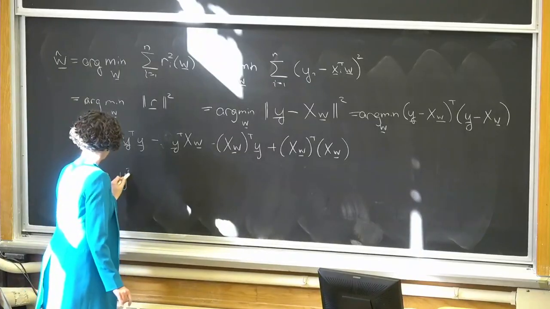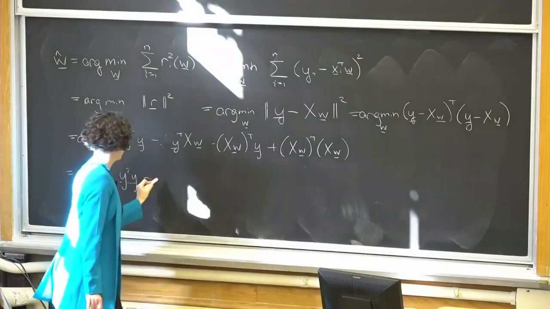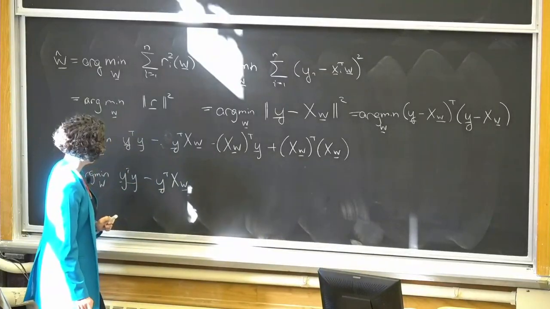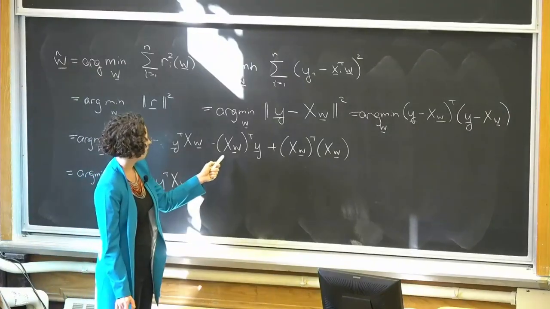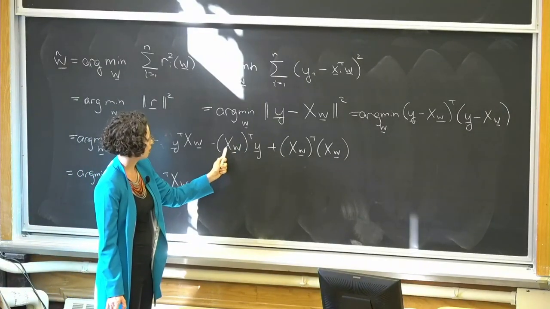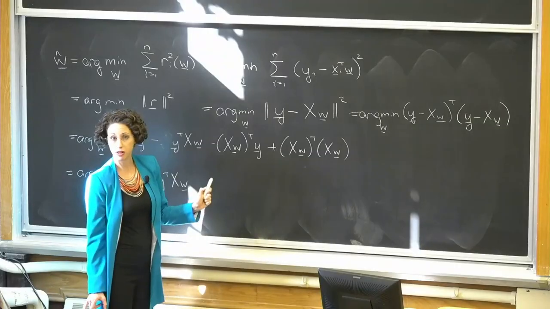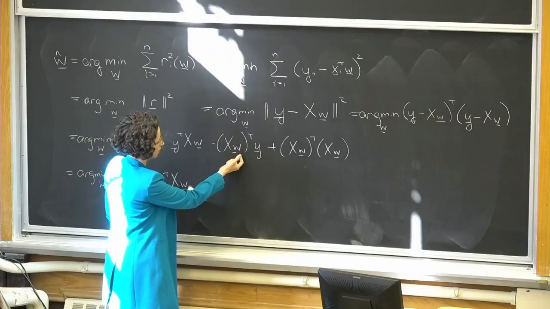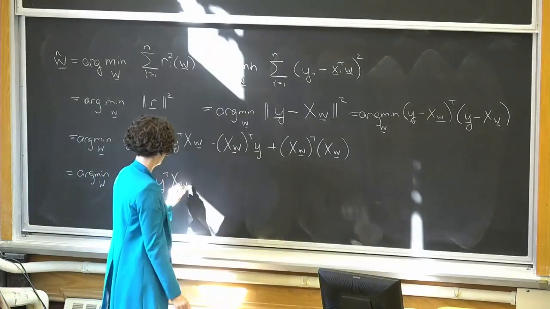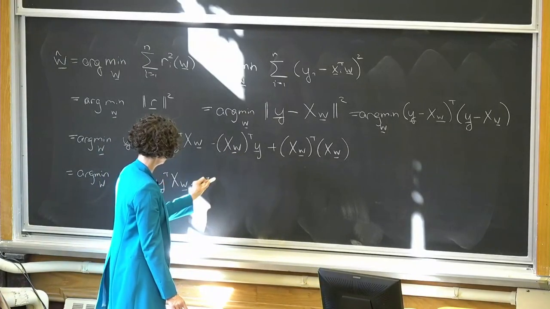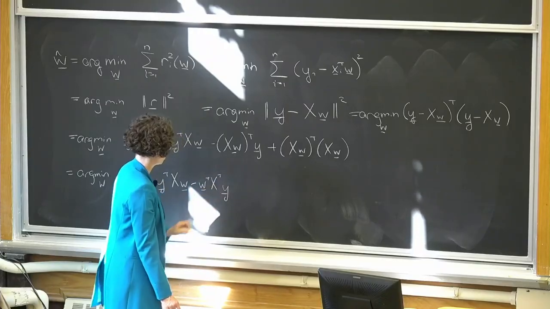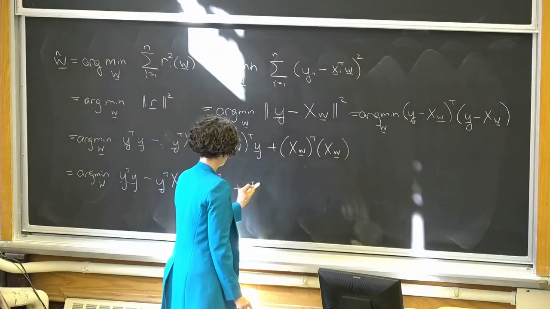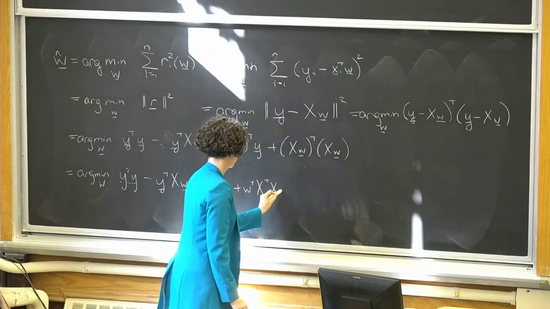And so now we've got y transpose y, and we've got y transpose xw. And then we have here a transpose of this product of x and w. When we take the transpose of a product, we take the transpose of each factor in the product and reverse the order. So this is going to be minus w transpose x transpose y. And similarly for this last term, we're going to have plus w transpose x transpose x w.